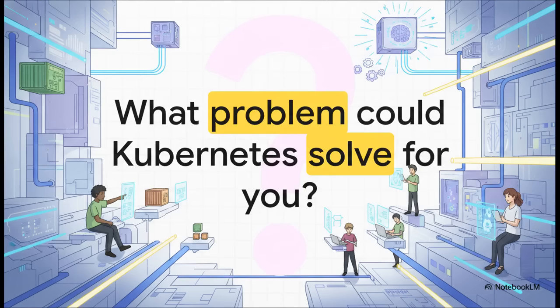So there you have it. We've gone from the basic architecture of the control plane and worker nodes to running an app in a pod, giving it a stable address with a service, and managing it all with the deployment. We've seen how all these core pieces fit together to build this incredibly powerful system. So now that you see how it all connects, the real question is, what problem could Kubernetes solve for you?